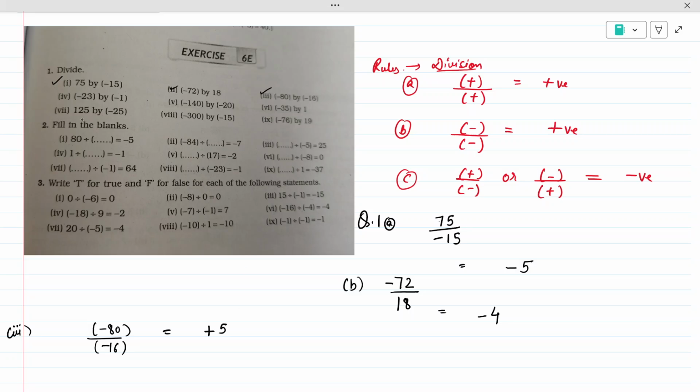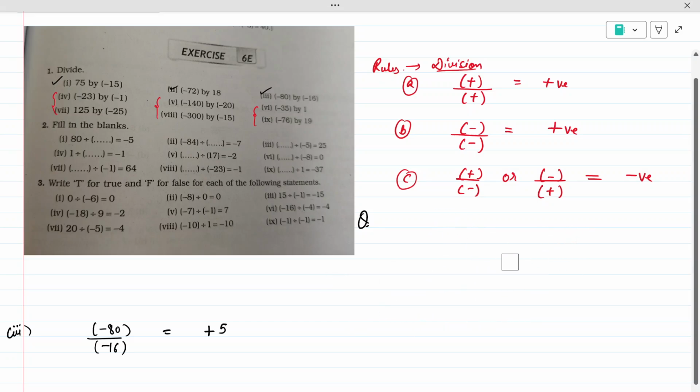So similarly, kids, you have to solve the other questions. All the other questions which I am marking in red, these are homework for you and they follow the same pattern. The main thing which you should know here is the tables and the rules. Okay, so this is how you can do these questions. Now coming to question number 2, where we have fill in the blanks. So let's do these questions now.